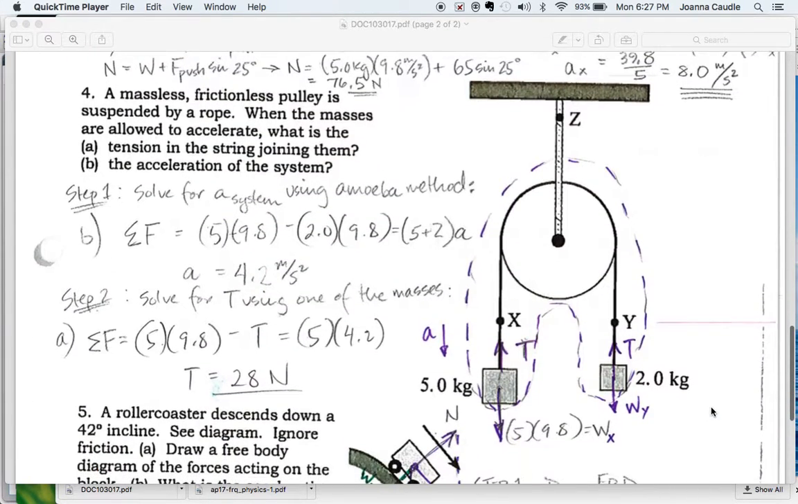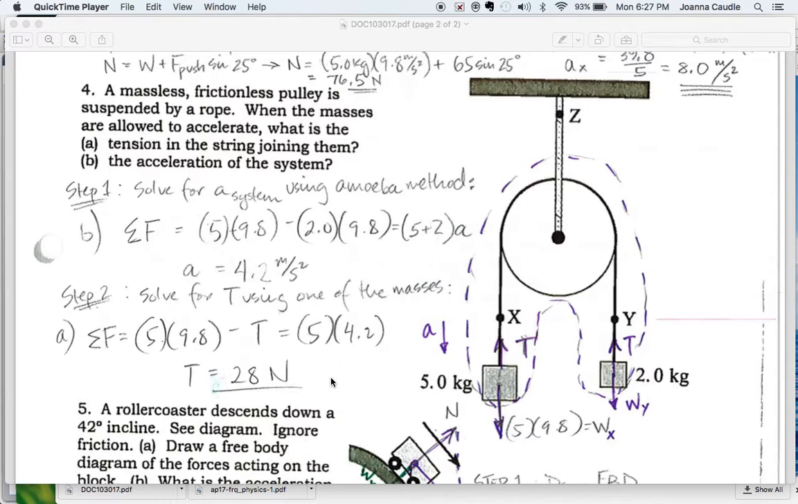The next question is similar again to the one we discussed today, October 30th, 2017. Again, you can see this is a type of machine called an Atwood machine. Essentially, it's a type of apparatus where you've got a weight and then a counterweight to modify the acceleration of the system.